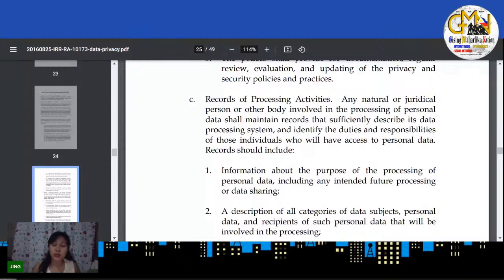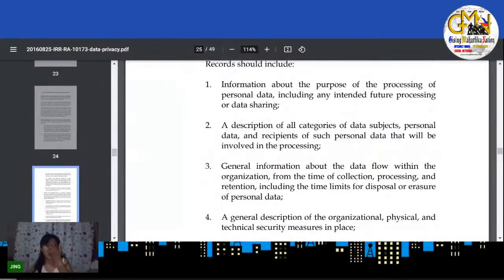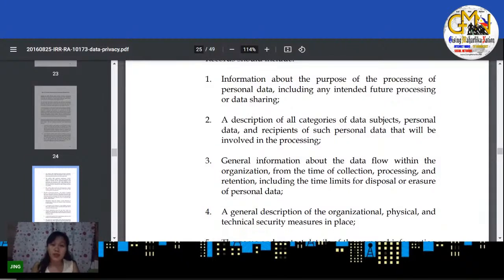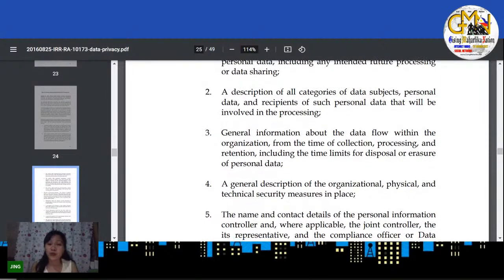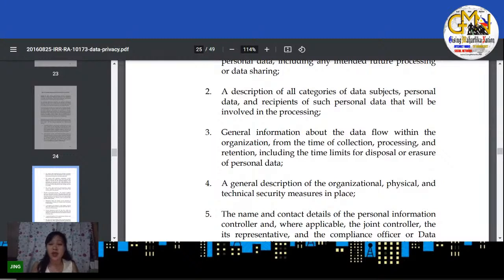Records should include: first, information about the purpose of the processing of personal data, including any intended future processing or data sharing. Second, a description of all categories of data subjects, personal data, and recipients of such personal data that will be involved in the processing.